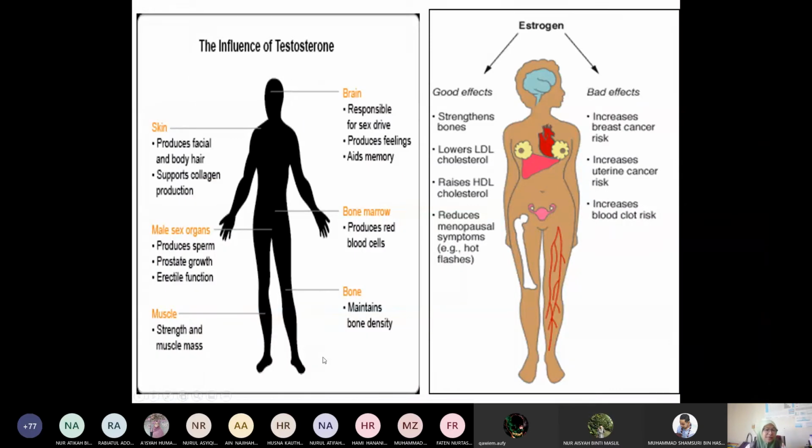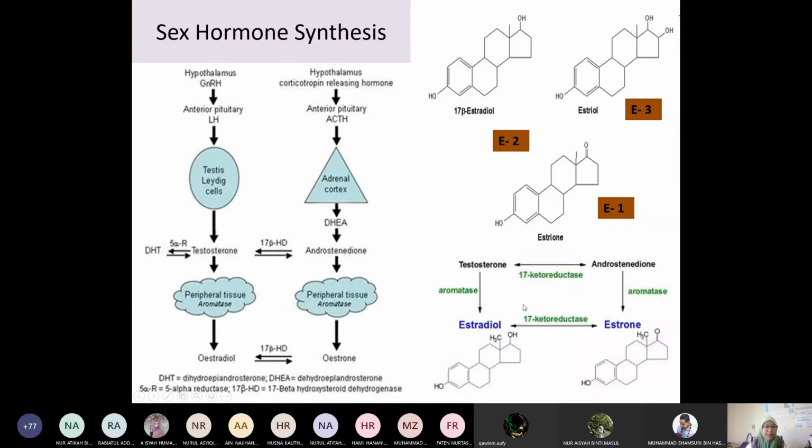Okay, so these are the physiological roles of testosterone. You know that it is responsible for sex drive, produces feeling, aids memory. There are so many functions; you can read that. As for the female functions, apart from the reproductive system, estrogen strengthens the bone to prevent osteoporosis and lowers LDL cholesterol. That's why ladies have less risk of atherosclerosis, myocardial infarction, and hypertension. It raises HDL and reduces menopausal symptoms. That is a bad effect of estrogen. Okay, my dear sisters and brothers.